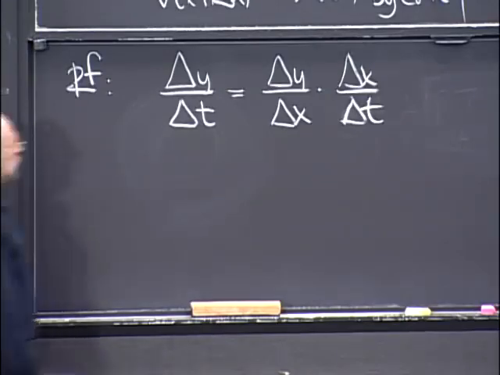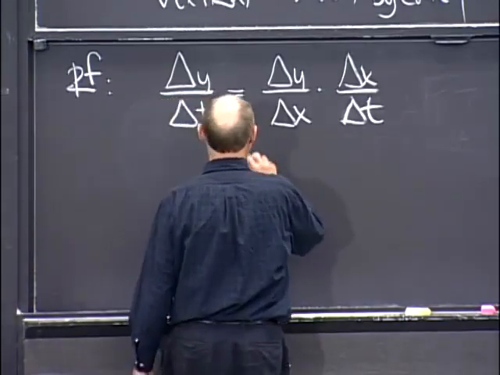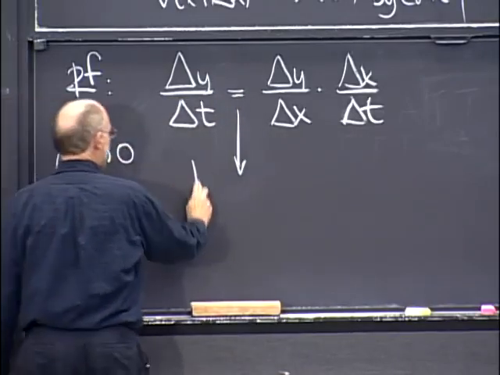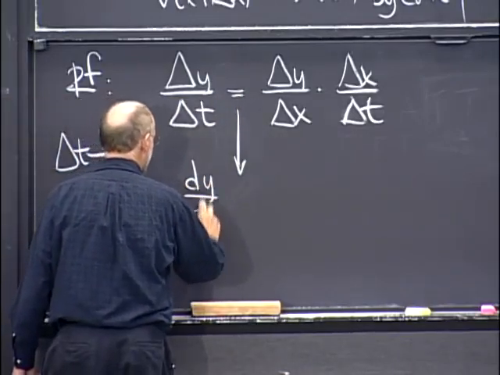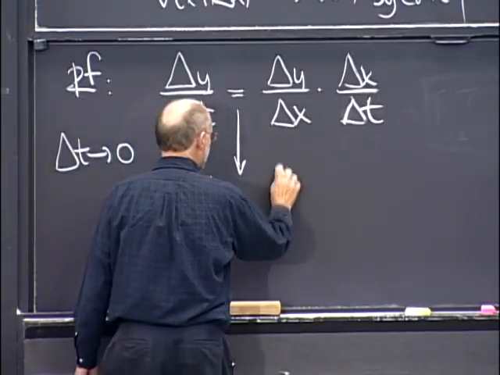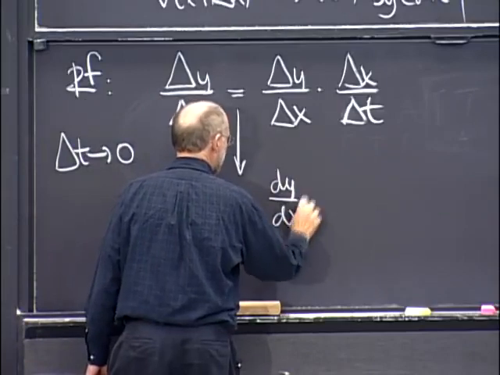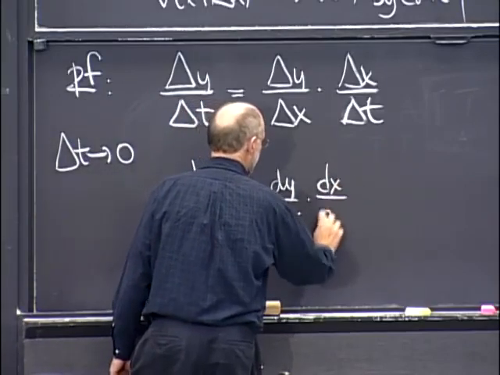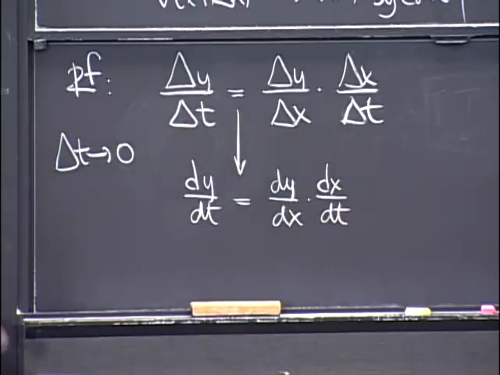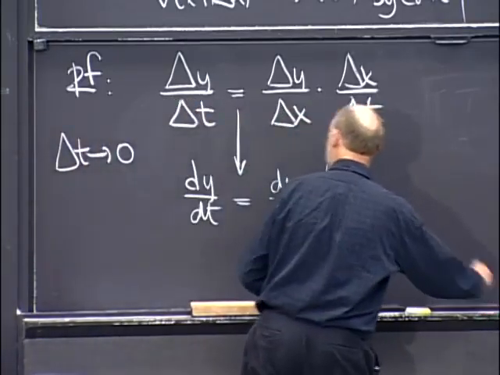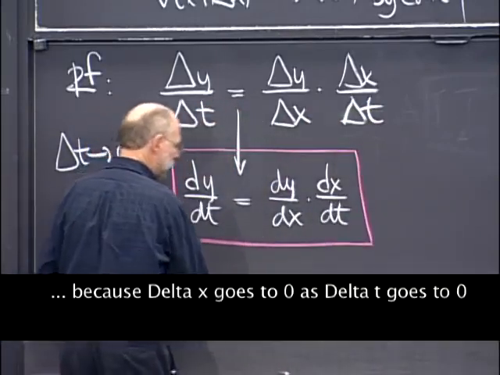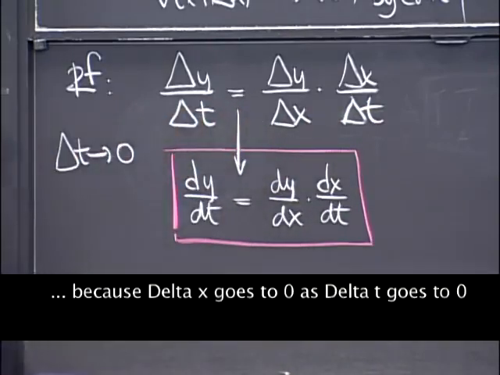This is just basic algebra. But what happens when I let delta t get small? Well, this gives me dy/dt, and on the right-hand side, I get dy/dx times dx/dt. Students will often remember this rule by saying that you can cancel out the dx's. And that's not so far from the truth. That's a good way to think of it.